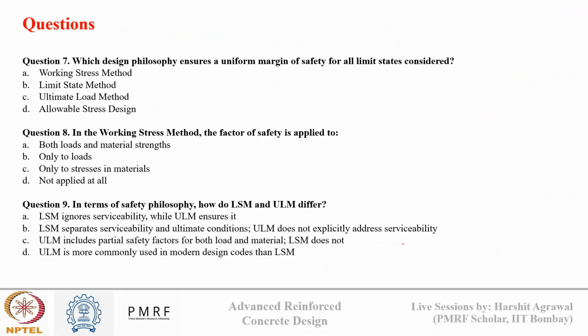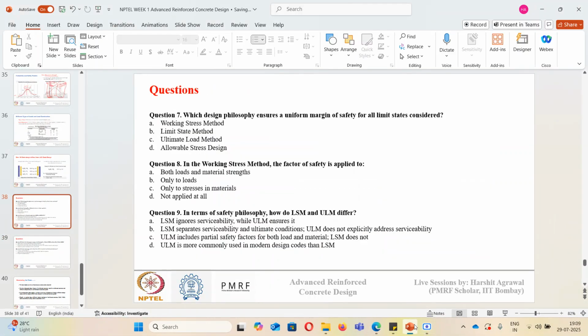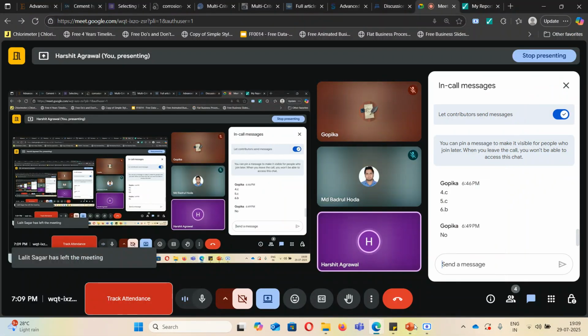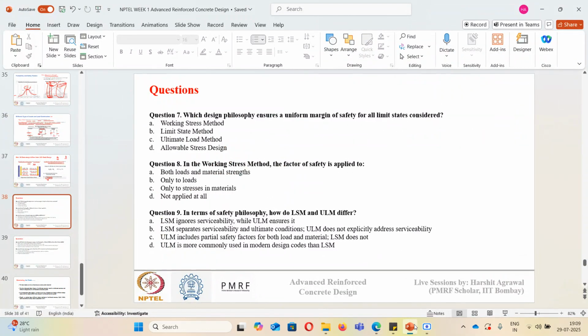Okay. Now, based on this part, just try to answer these questions. And in the meantime, if you have any doubts, you can ask. I hope that the query that was posted on the discussion forum got cleared with this ACI and IS code comparison. Okay, just try to answer these three questions.